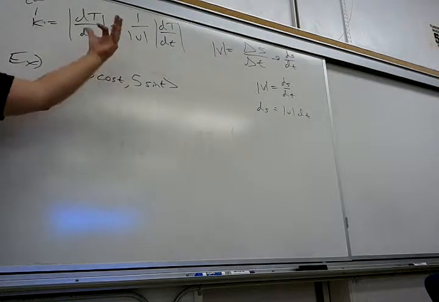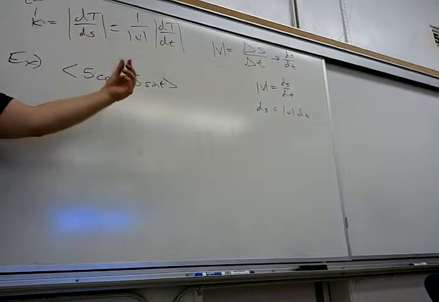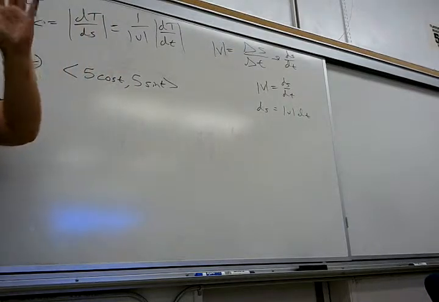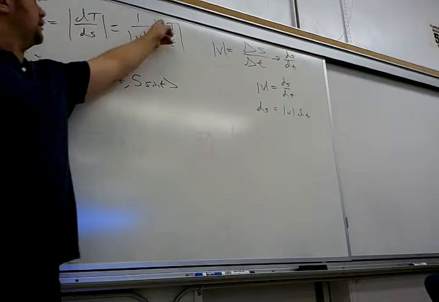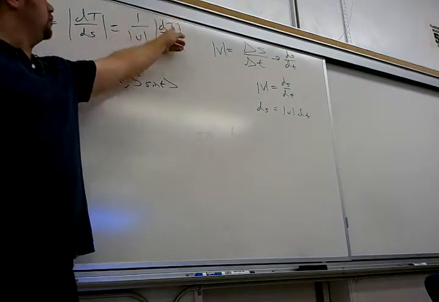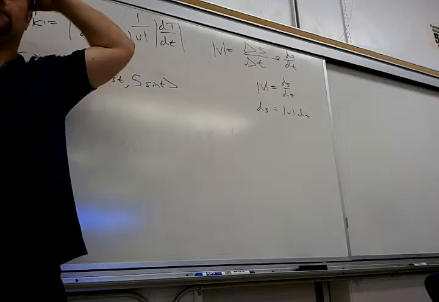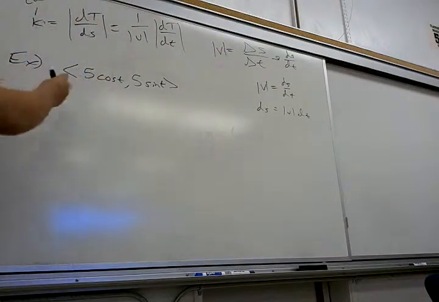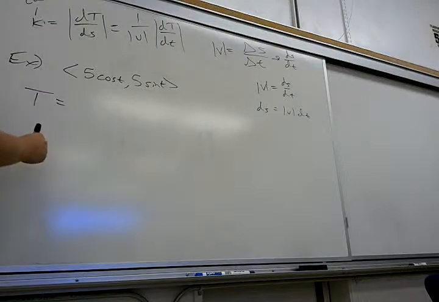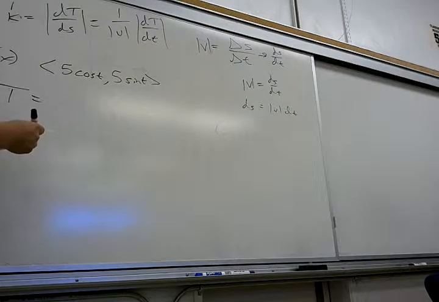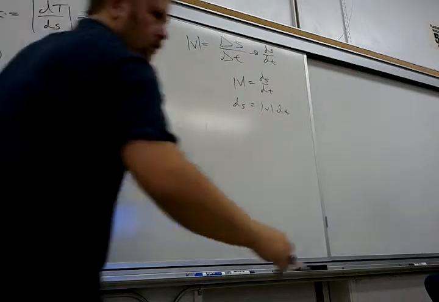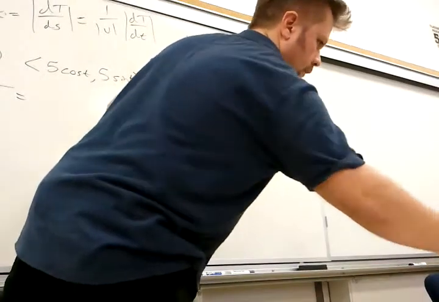So let's apply it. What's the curvature of this then, at any point? You want to break this down into the parts you have to do. Do you see how just to get to here, I have to do T first? So there's a few steps involved. I have to first figure out what T is. And we know how to get T. How do we get T?